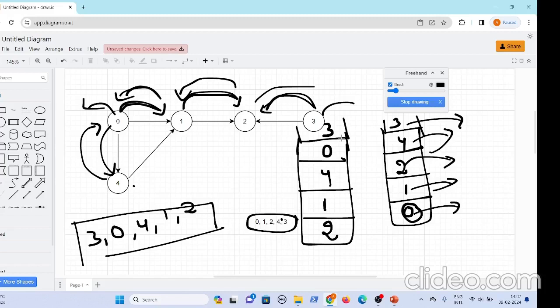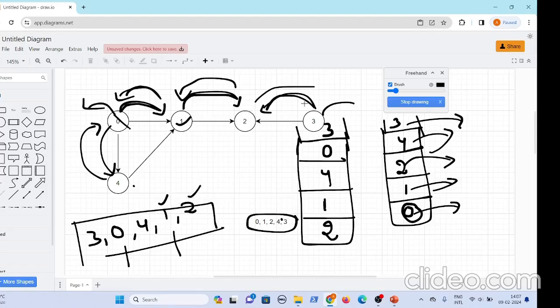Now this is the topological sort order I have obtained. Let's check. 0, 1. There is a directed edge from 0 to 1. So 0 should come first and 1 should come next. In my order, is it following that? Yes, 0 came first and 1 came next after 0. This edge is following the topological order. And 1 should come before 2. See here, 1 is present first and 2 is present next.